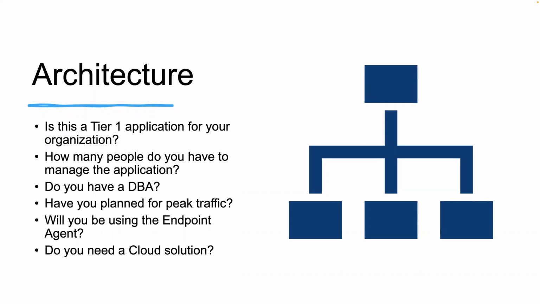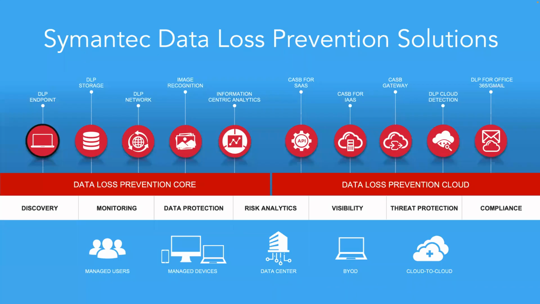Have you planned for your peak traffic with email flows, right? If you don't have enough servers in place, you're going to have data that gets out that's not inspected. Are you going to use an endpoint agent? Is your workforce distributed? Are they working from home? Do they connect on the VPN? Do you need a cloud solution? Is your organization using SaaS applications? And do you need to protect that data? So all these questions lead to the overall architecture.